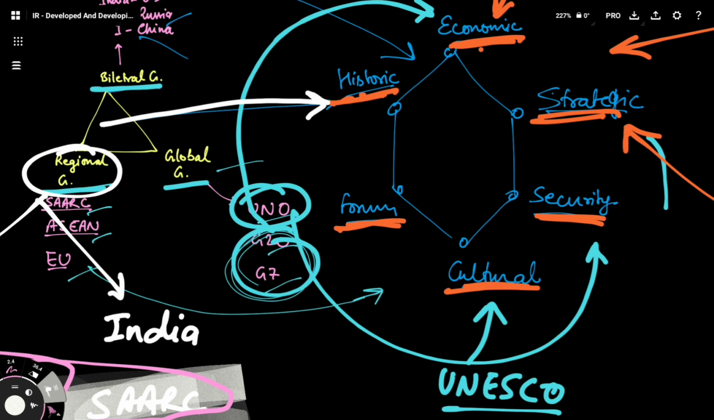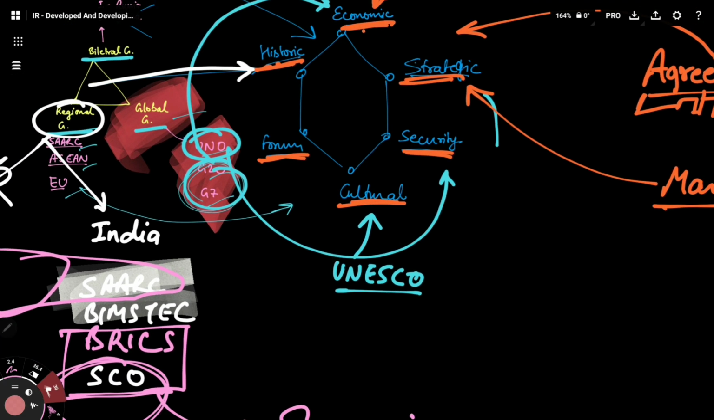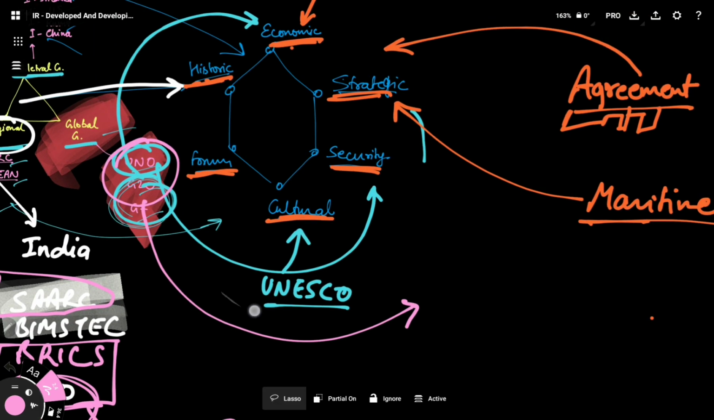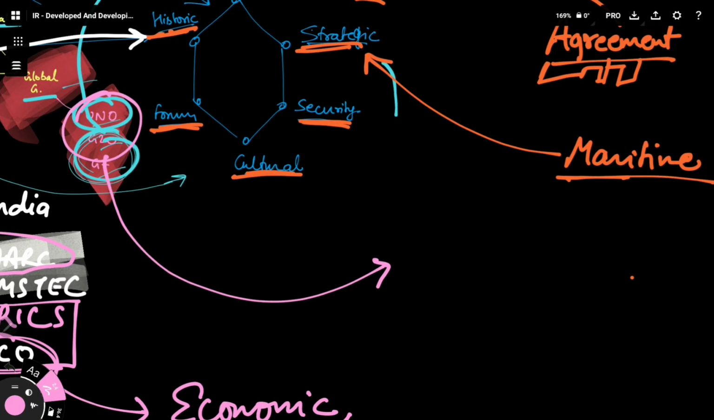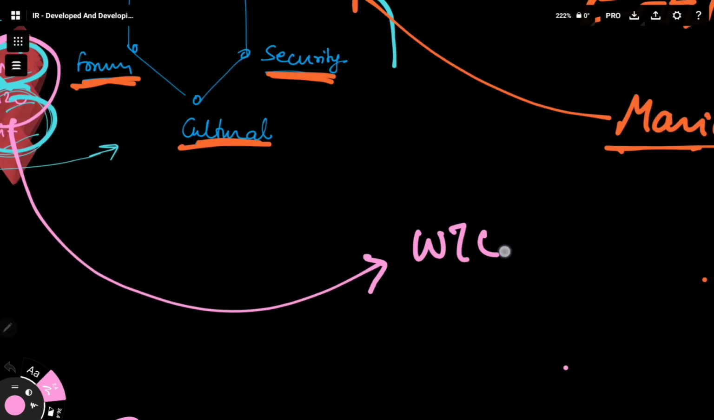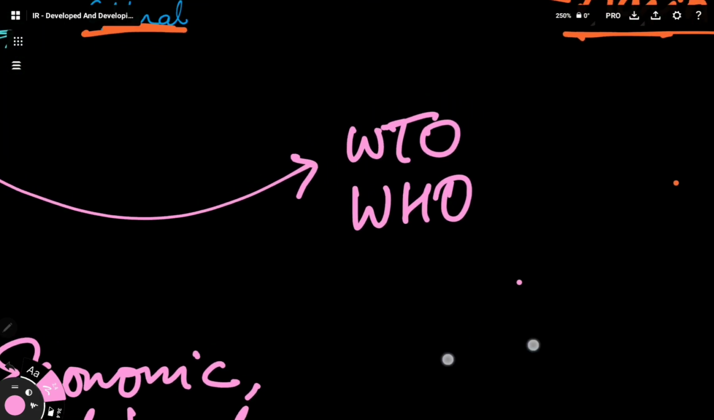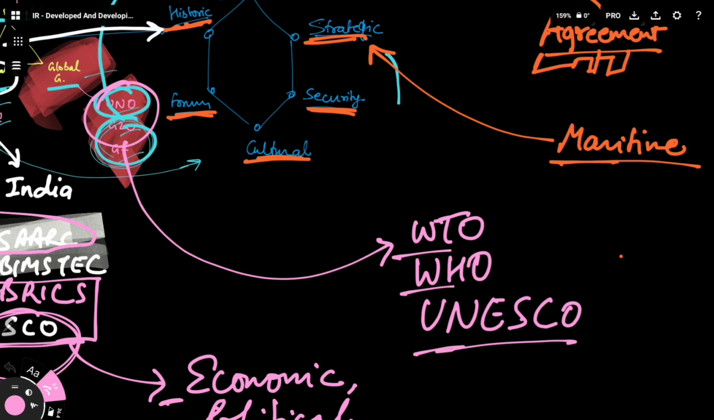Now let us see about these global groupings. What are these global groupings? UNO, G20, G7. So mainly UNO, in UNO also it consists of many bodies, like World Trade Organization, World Health Organization, UNESCO, for different purposes, different bodies.